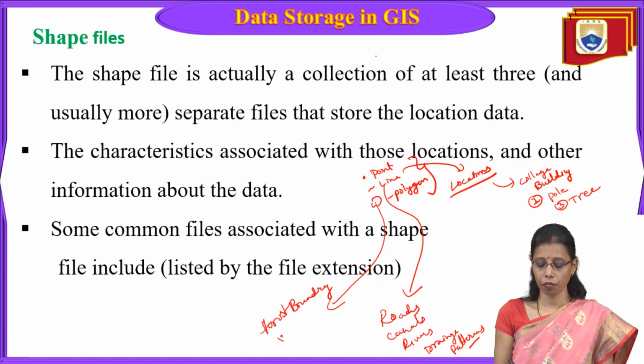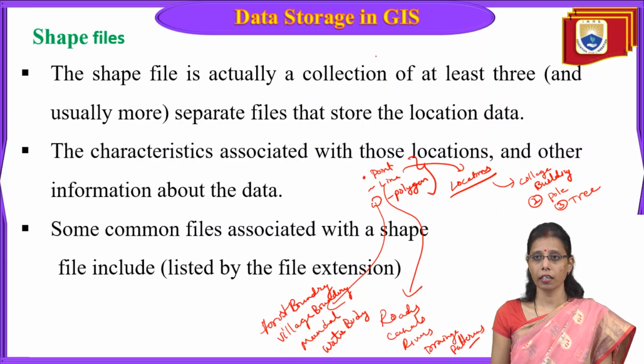We have a village boundary and mandal boundary. Any kind of boundary we can say will come under the polygon, or some closed water body. So these types of files are called shape files: point, line and polygon.